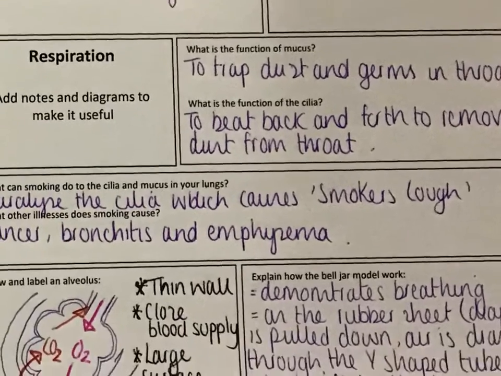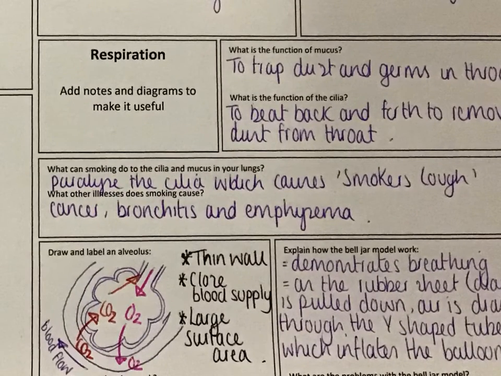Okay, so what can smoking do to the cilia? The smoke can paralyse the tiny hairs, or essentially burn them, so they're really, really short or they don't move, so it causes the smoker's cough. As they can't beat back and forth, they can't bring the mucus up to the throat, so it just sits there, and then we get the inevitable smoker's cough. They've got to cough it all up.